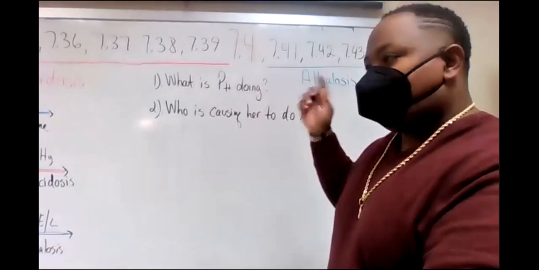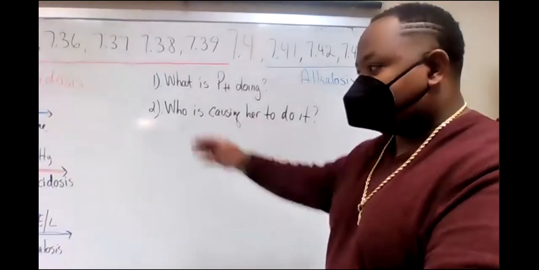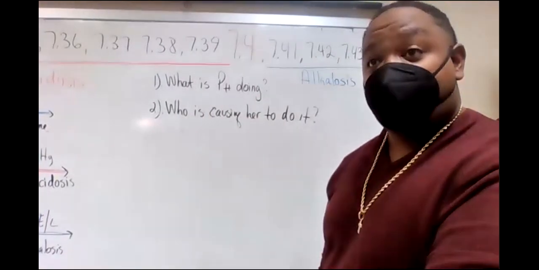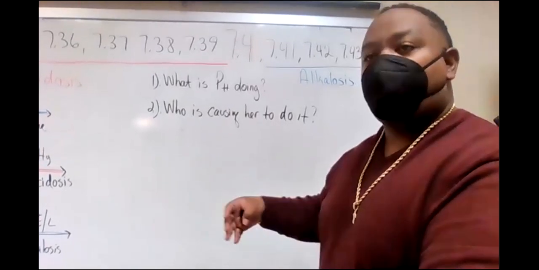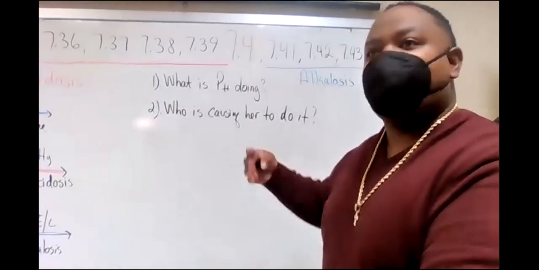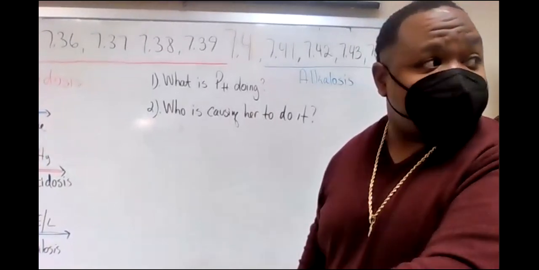If you say, okay, she's acid right now, then who's causing her to be acid? You look at your other values and see which one of them is in acidosis. Oh, respiratory is causing it, or oh, metabolic. So it's a metabolic acidosis, right? That's how you do the basics.